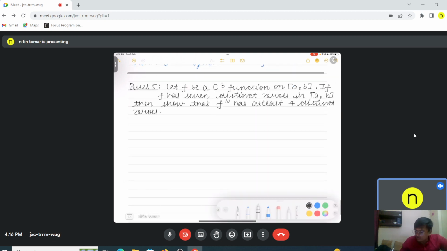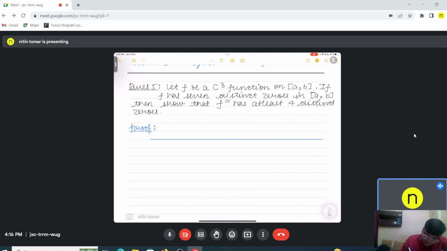And for this question, I'll start with one pictorial representation because it has a very beautiful geometric argument. Proof. On this interval [a, b], what are we given? This is our a and this is our b, right? Now f is a C3 function. What does a C3 function mean? That it is a 3 times differentiable function and the third derivative is continuous.